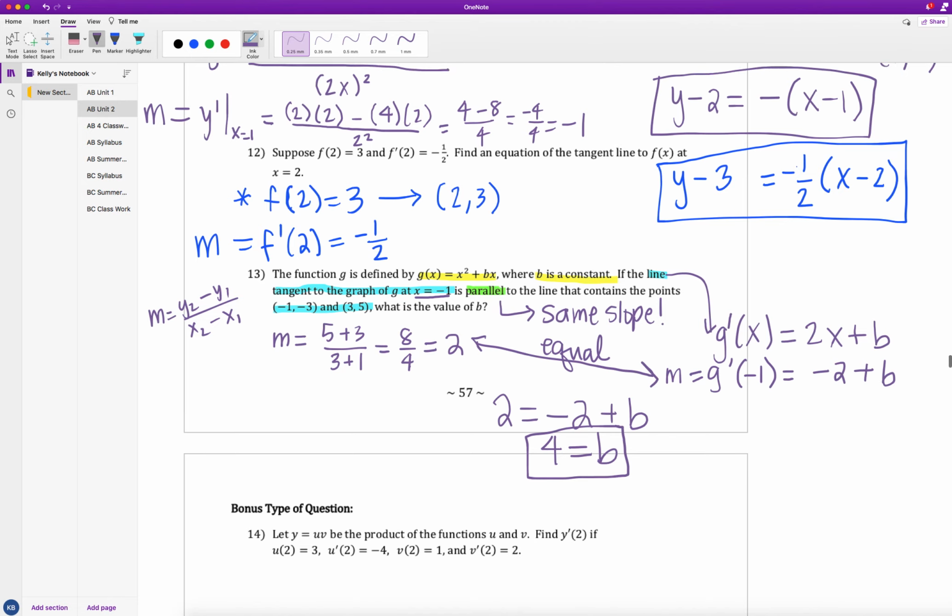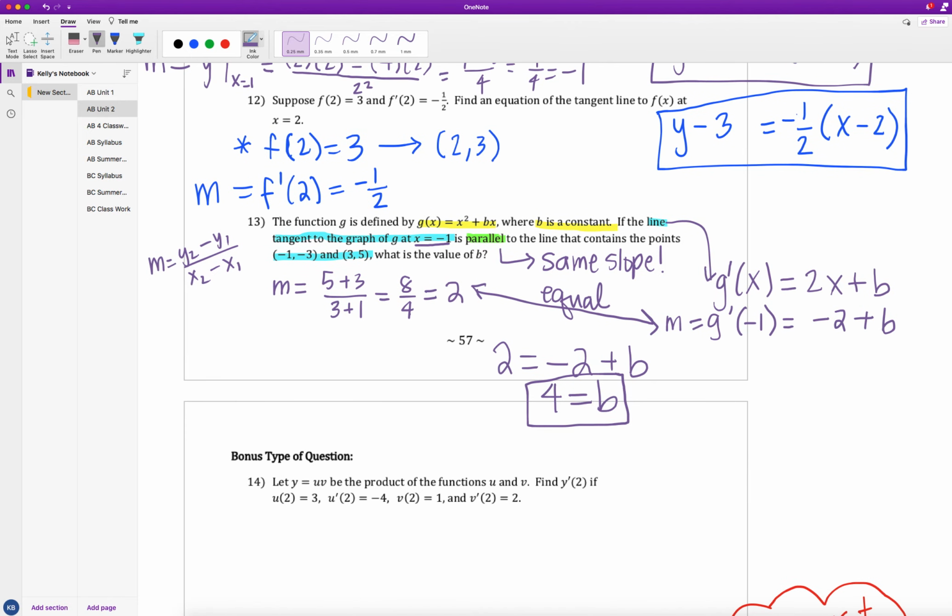Okay, let's look at this little bonus type of question. So on 14, it says let y equal u times v, where that is the product of the functions u and v. We want to find y prime of 2 if u of 2 equals 3, u prime of 2 equals -4, v of 2 equals 1, and v prime of 2 equals 2. Well, to do this, I ultimately need to find a y prime to start with. Since I have a product of 2 functions, I'm going to use the product rule.